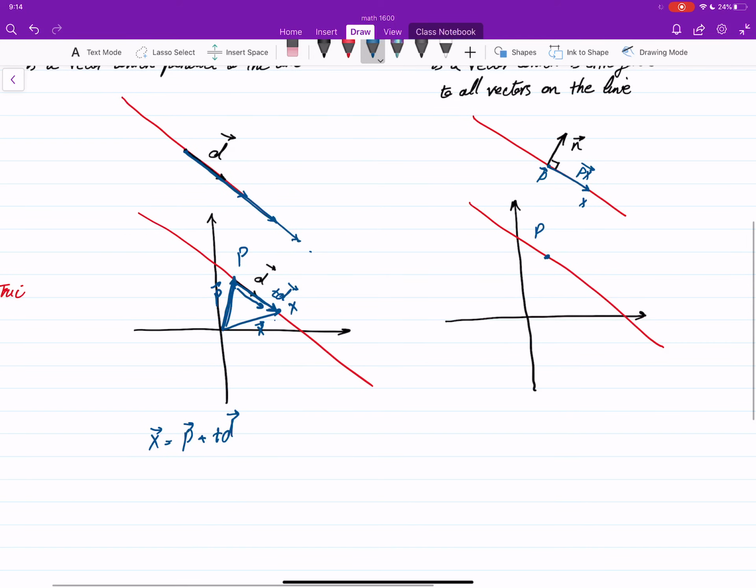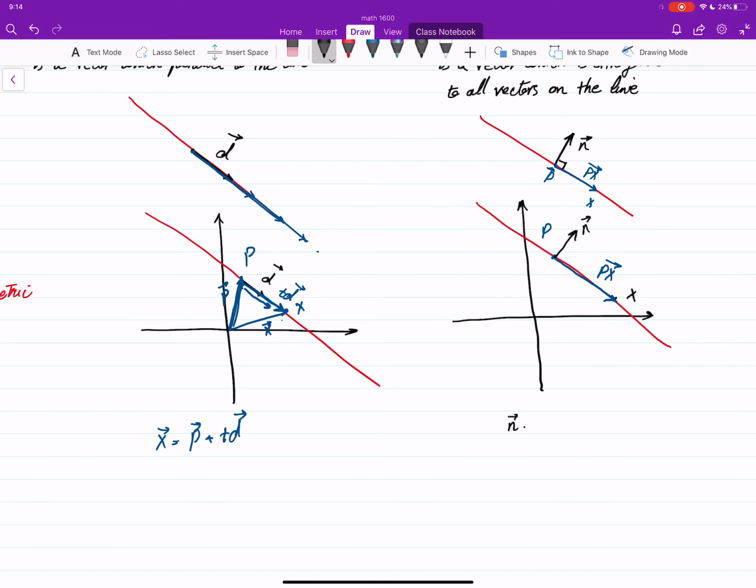How about the normal picture? In the normal picture, you pick any point X. Then we have the directed line segment from P to X. This is PX. PX is on the line, and we know that the normal vector is perpendicular or orthogonal to all such vectors. In particular, I can write that n dot PX is equal to zero. If I know point P and point X, then I can write PX as the position vector of X minus the position vector of P, and then you can expand and get the equation n dot X equals n dot P.